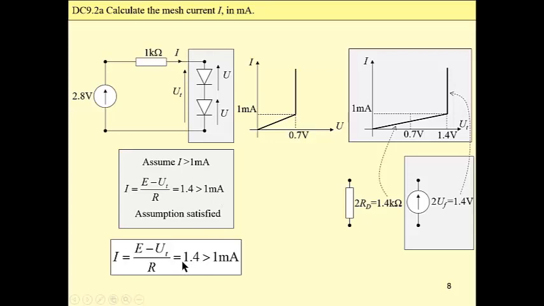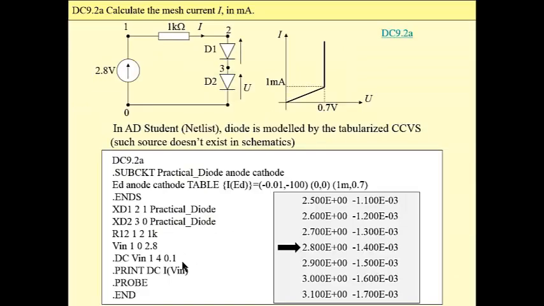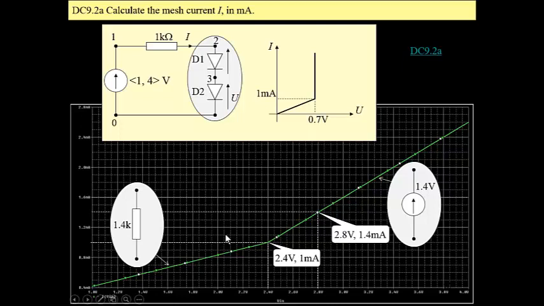We may verify this calculation by means of PSpice. The PSpice netlist version is below. We have a netlist for this simple circuit. I'm not going to discuss this netlist. This is a probe window.